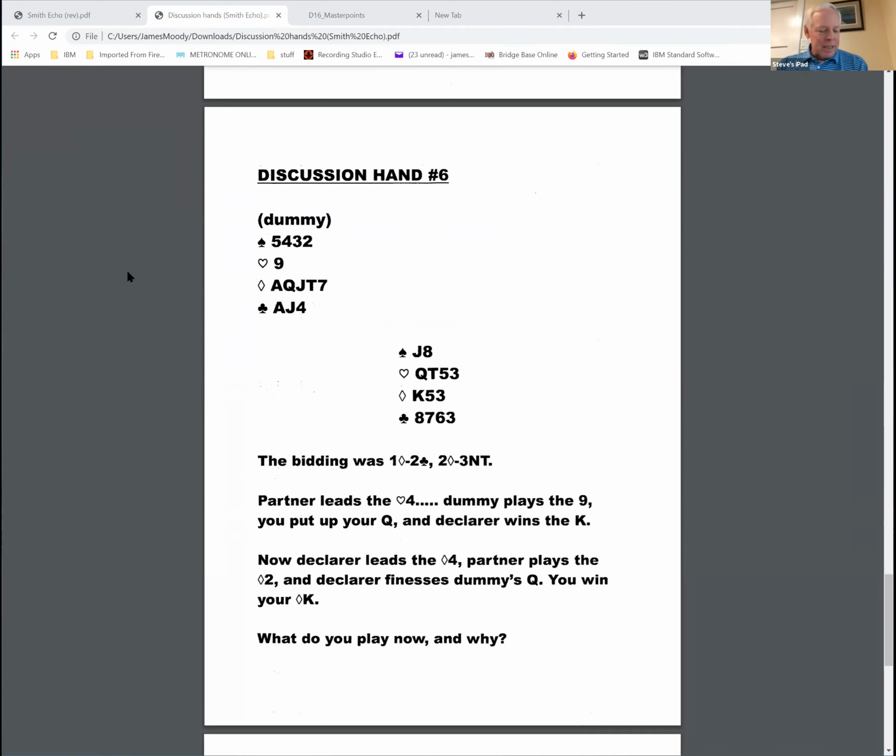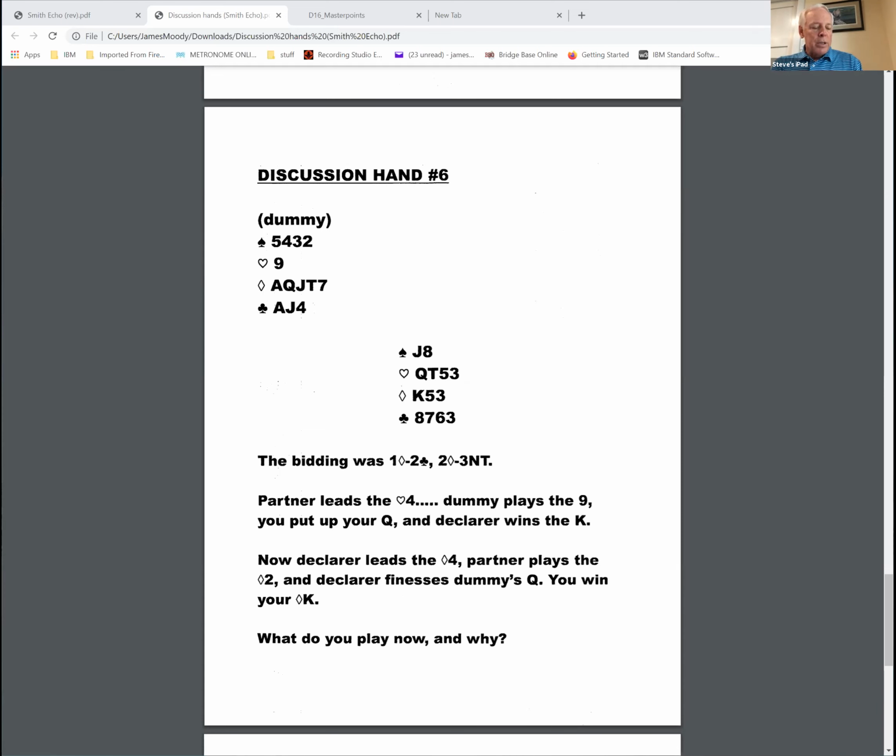And I like this hand because it's a really good example of Smith Echo. Okay, so here you are. South is the declarer in 3 no trump. North opened a diamond. South bid 2 clubs. North rebid 2 diamonds. And South bid 3 no trump. All right, so South has long clubs, North has long diamonds, and South bid 3 no trump.